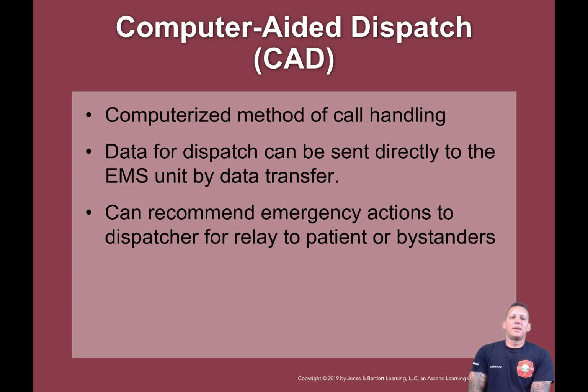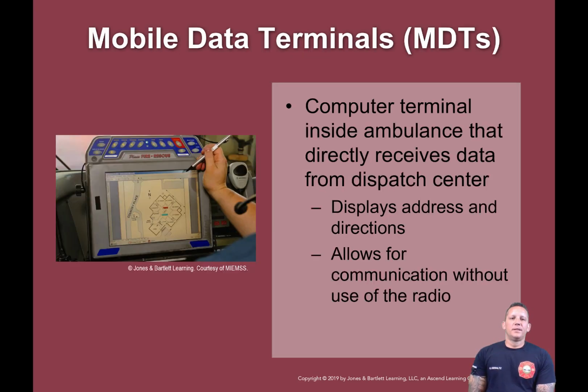It can recommend emergency actions for patients or bystanders. This is the MDT I was just speaking about, a mobile computer terminal inside an ambulance or other response vehicle that receives that data from the dispatch center. It can give you the address and directions and allow for communication without the use of the radio. Because radio airtime is so precious, the mobile data terminals and computer-aided dispatch are pretty much used exclusively, especially in our area.